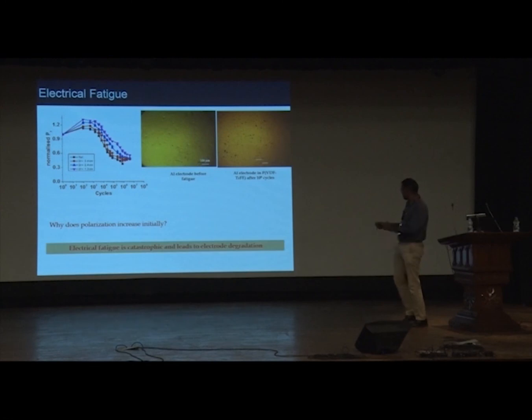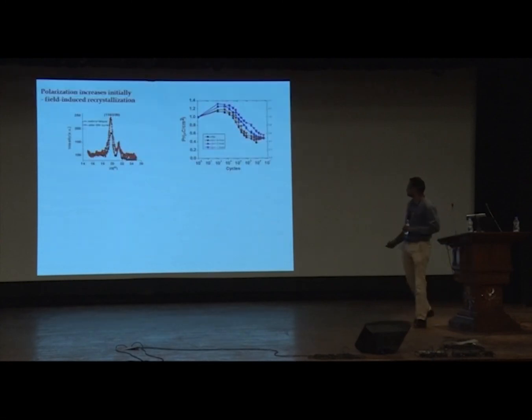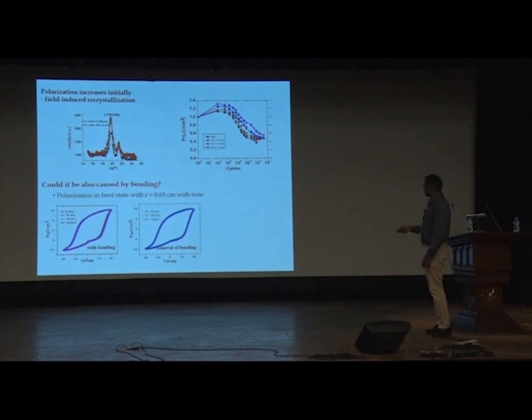So what we found here was that electrical fatigue is catastrophic and it does lead to electrode degradation. So then we wanted to explore this further. What we did was, we first looked at the polarization increase. What we found is that when we apply electric field, after 500 cycles, the crystallinity of the 110 peak gets stronger, which means the material is getting more and more crystalline. So it is the field-induced recrystallization that is leading to increased polarization, which is good. And we also looked at whether it's because of bending or not.